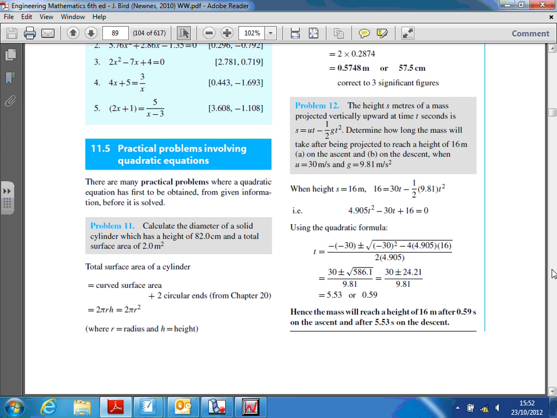And then 11.5, some practical problems. So that's the sort of things that I need you to be moving towards, okay? So Tommy, you can look at some of these practical problem questions.